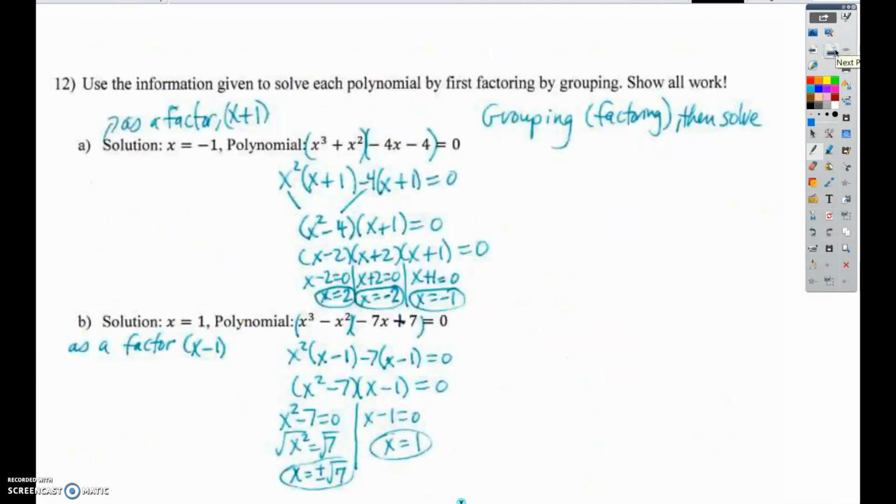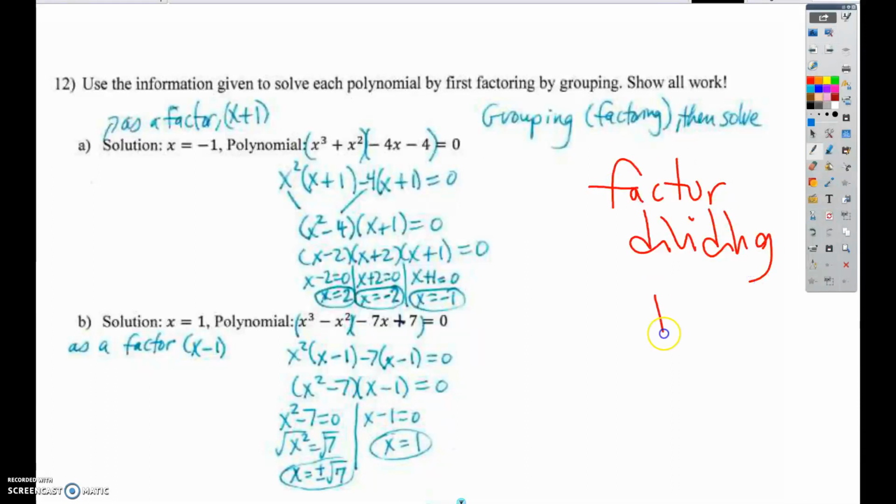Okay, number 12. These are problems where I'm going to be using grouping. Grouping is a technique that I can use to factor, and factor is another way of saying dividing, in this case, polynomials.